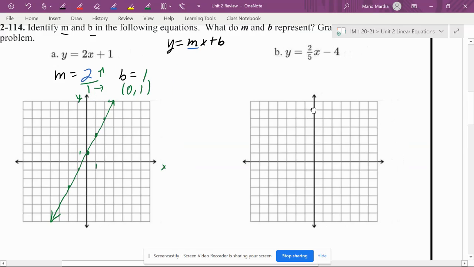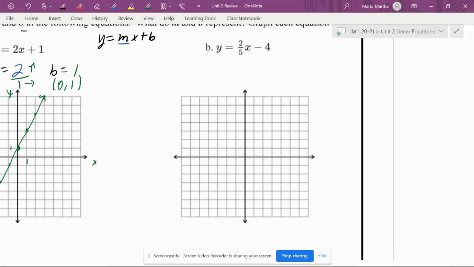And then in the next problem, we have y equals 2 over 5x minus 4. So now here we want to look at, again, m, what is m, and then what is b. So m in this case is 2 over 5, meaning I'm going to go up 2 and then 5 to the right. And then b, so remember, here we have negative 4. Make sure you also use the symbol that's right there.